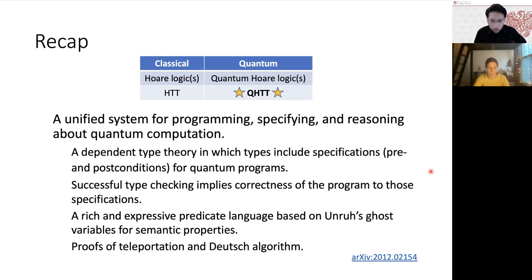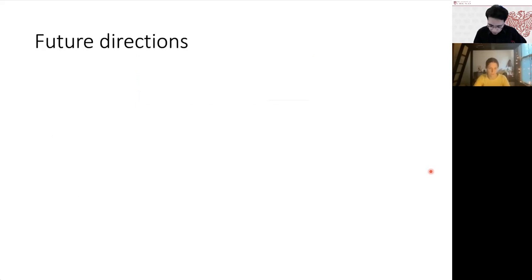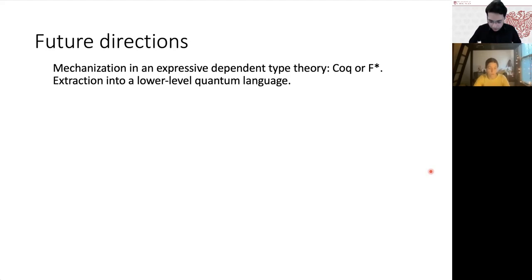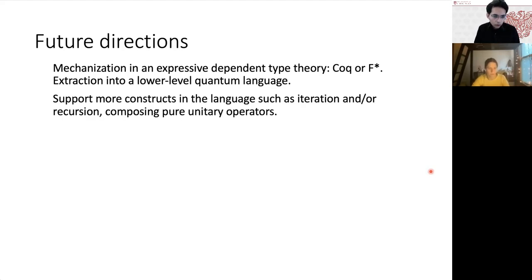All right, let me talk a little bit about future directions, because this work can actually lead to some very interesting ideas. So one obvious direction is that we mechanize it in a dependent type theory like Coq or F star, which will also enable us to extract higher level programs or modular programs that we saw into a lower level language like CHASM. We currently do not support iterative or recursive constructs, which are common in other higher level languages. So it would be nice to have that.